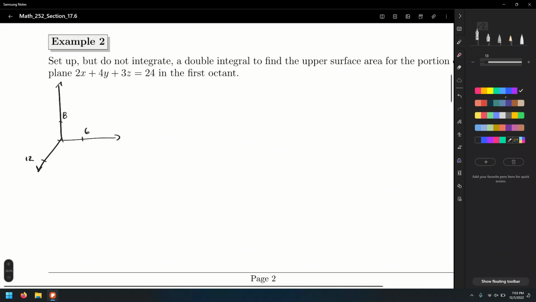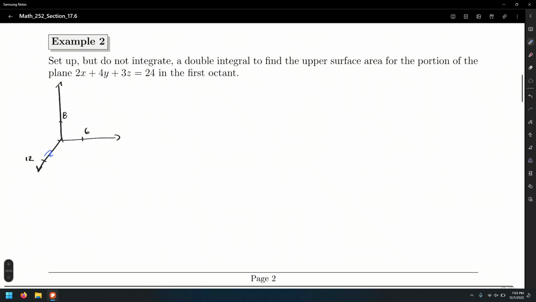And that's going to give us the following surface. We're going to find the area of this plane right here, this portion of the plane. Recall this plane actually spans infinitely forever. In this case, we just want the portion of the plane that lies in the first octant.